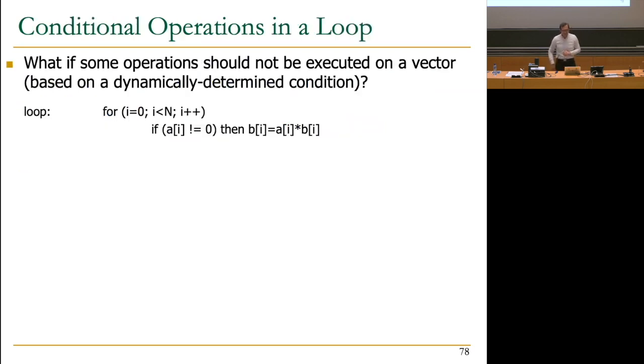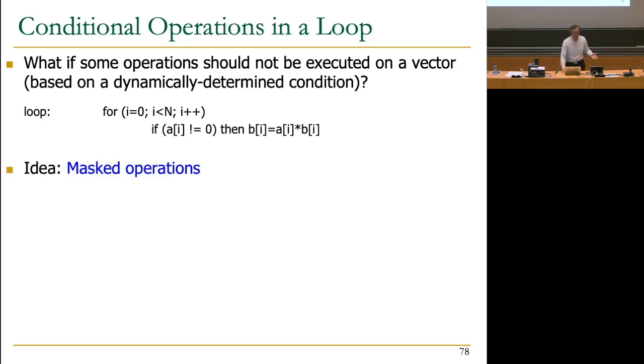Okay, let's talk about some other things, conditional operations. We've already talked about this actually, but I just want to give you an example. What if some operations should not be executed on a vector based on a dynamically determined condition? Like this sort of, again, if somebody asks you, is this vectorizable? You will say absolutely yes, because loop iterations are independent of each other. But there's some conditional flow execution. If an element is not 0, then you store the result of this multiplication into the destination B vector, as you can see. If an element AI is 0, then you don't actually do the store.